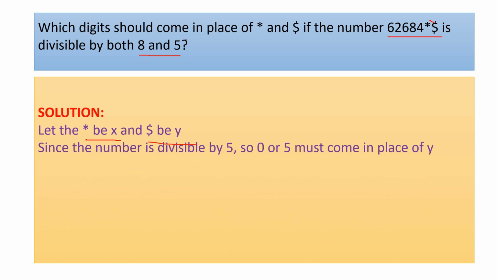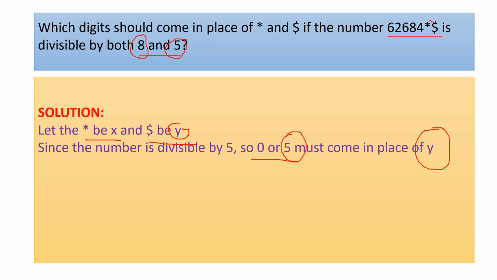First, we will see the rule of divisibility by 5. If the number is divisible by 5, then its unit digit should be either 0 or 5. So y must be replaced by either 0 or 5. So in place of y, or in place of dollar, we should replace either 0 or 5. Let's think about 5. If we are replacing y by 5, then we will get 4x5. At the unit place, we are having 5. So it will not be divisible by 8.